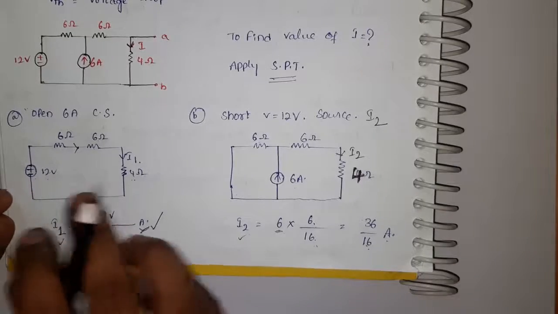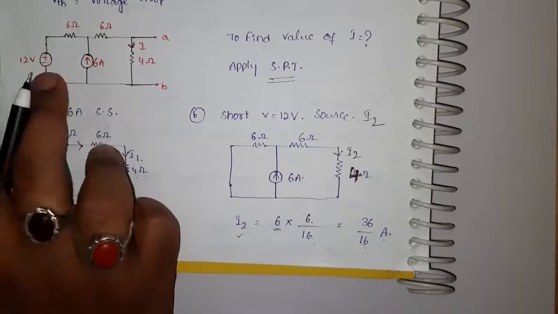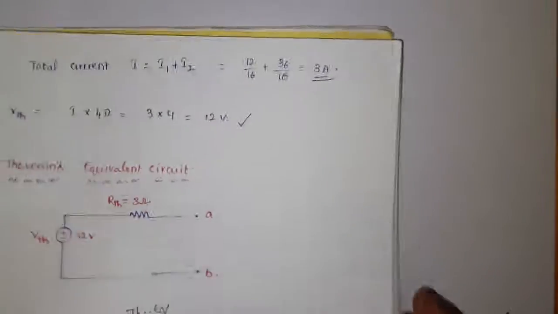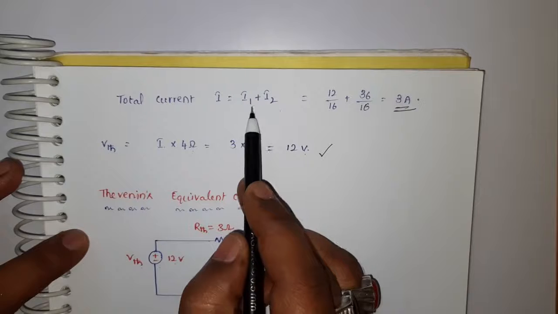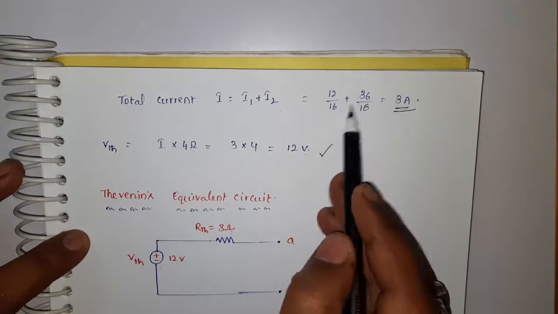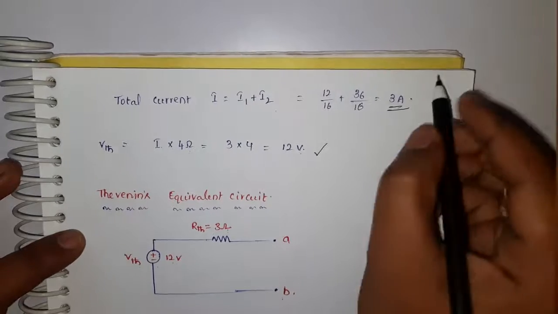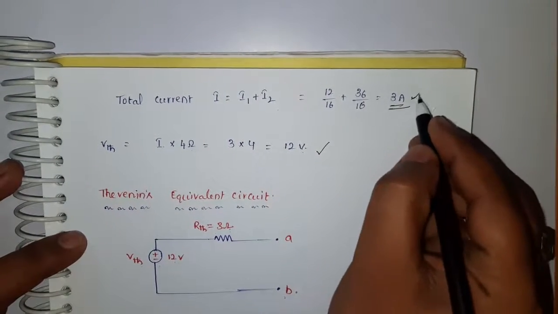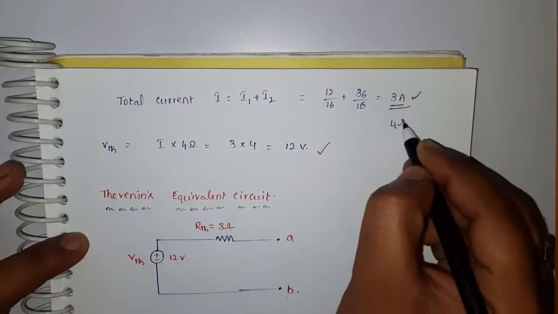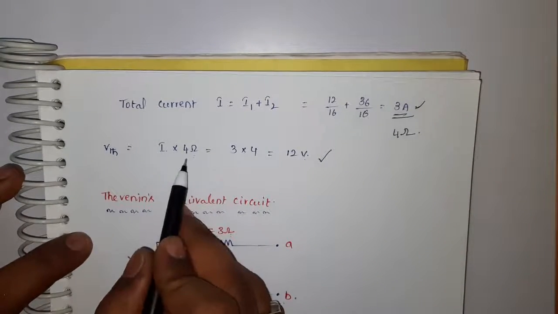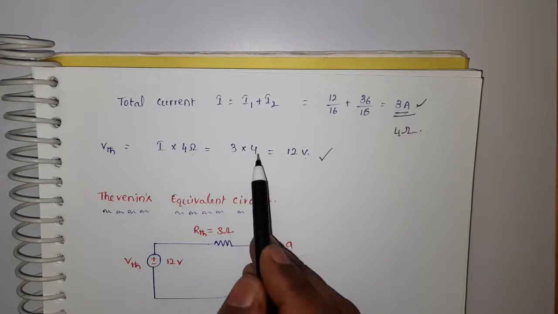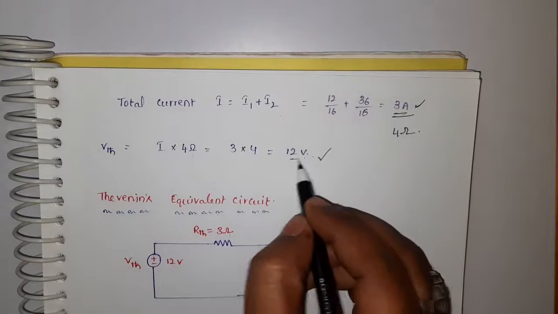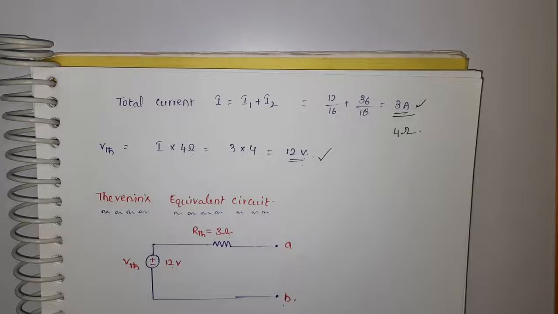We have found the individual responses due to the 12 volt voltage source and the 6 ampere current source, and we are going to add these two to find the total response of the circuit. So total current I equals I1 plus I2, which is equal to 12 by 16 plus 36 by 16, 3 ampere. This is the 3 ampere current which is flowing through the 4 ohm resistor, and the voltage drop across the 4 ohm resistor is VTH as we discussed earlier. So 3 into 4 equals 12 volt. 12 volt will be VTH, Thevenin's voltage.